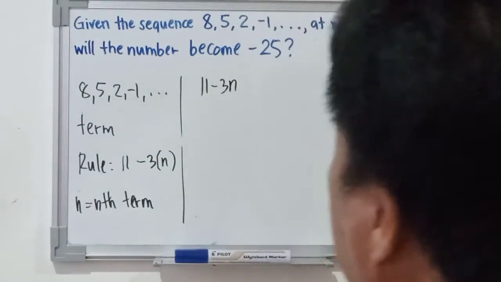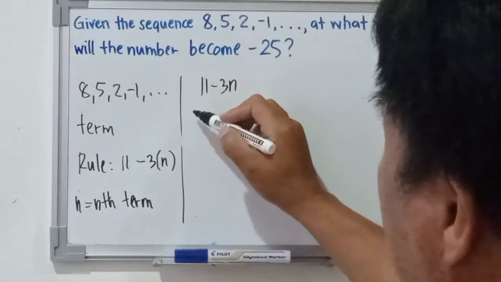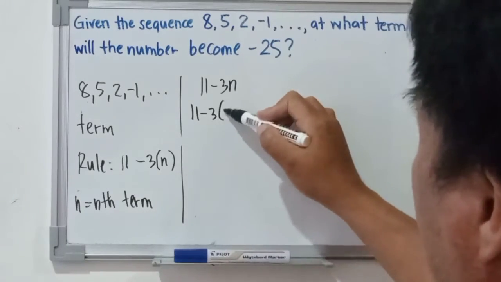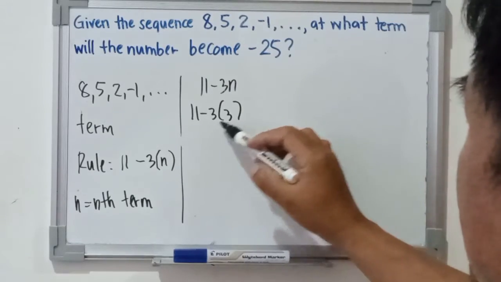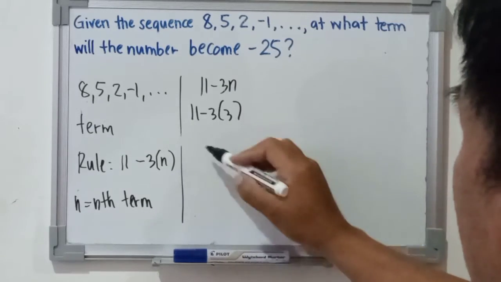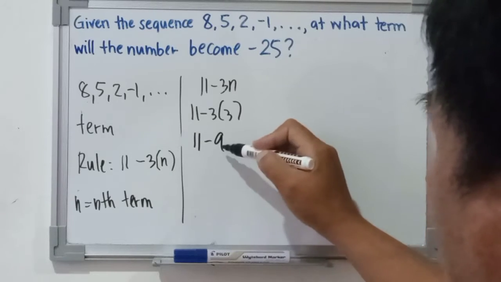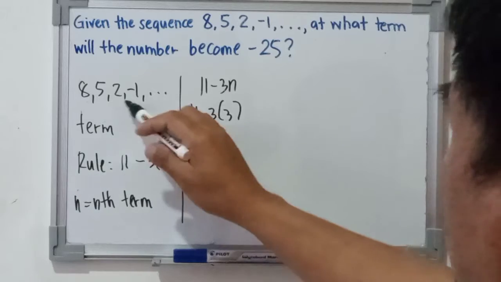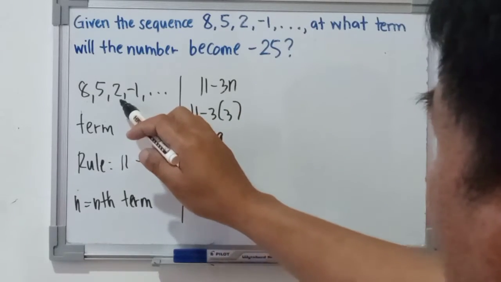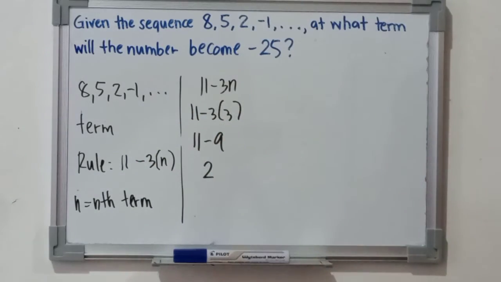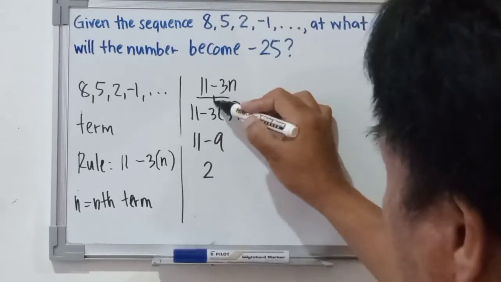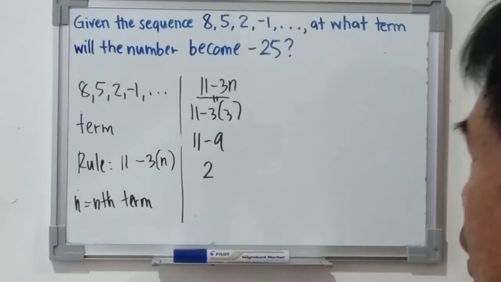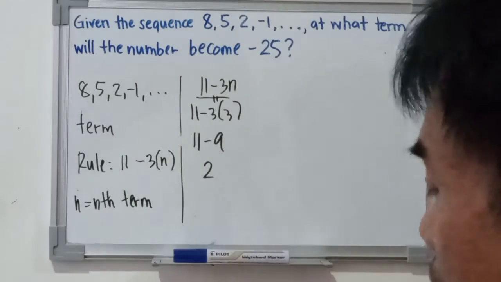Same rule, 11 minus 3n. The third term means n is 3. So 11 minus 3 times 3 is 11 minus 9, and 11 minus 9 is 2. So this rule satisfies the third term. Therefore, this rule, 11 minus 3n, satisfies this number sequence.